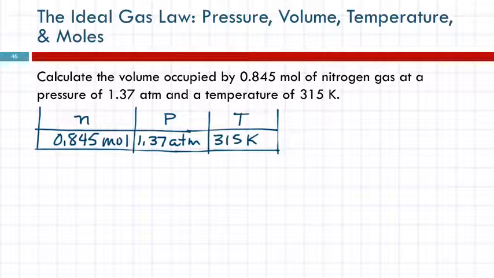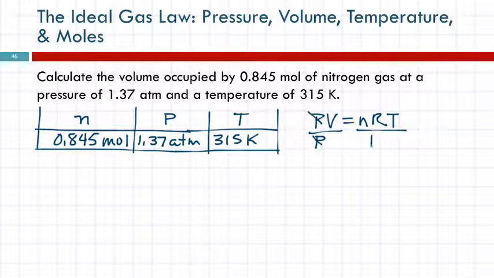PV equals nRT. What am I looking for? Volume. It says calculate the volume. So I need to rearrange this equation and solve for V. This one doesn't have fractions in it. So I'm going to divide by P to get those to go away, and I'm going to divide the other side by P. So volume of this gas is equal to nRT over P.